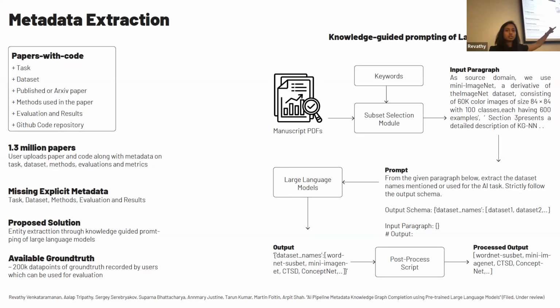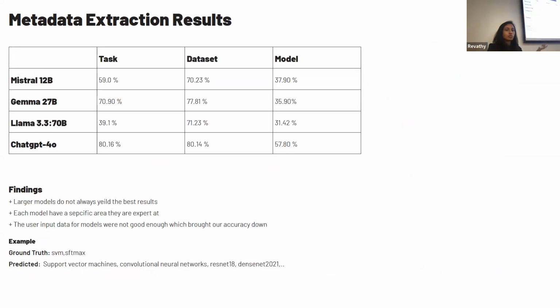Given a manuscript PDF, we used keywords to identify the subset of sentences that talk about the dataset, task, or model, and then gave that input paragraph with a strict set of instructions to the large language model, and we got the corresponding output. That's generally in text format, so we do post-processing to get the corresponding JSON format out of it. The four models that we tried are Mistral, Gemma, Llama, and ChatGPT 4o. ChatGPT 4o performed really well, and Gemma performed really close to it, though Llama is the larger model in this particular table. For models, we see that the accuracy has dropped a little bit.